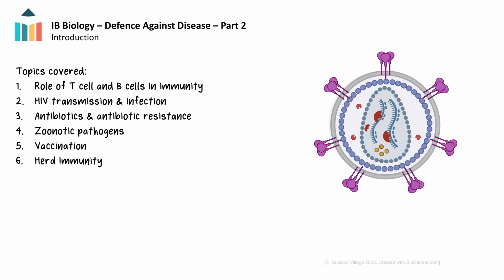In this video, we will be reviewing the second part of Defense Against Disease for IB Biology. The topics covered include the role of T and B cells in immunity, HIV transmission and infection, antibiotics and antibiotic resistance, zoonotic pathogens, vaccination, and herd immunity.